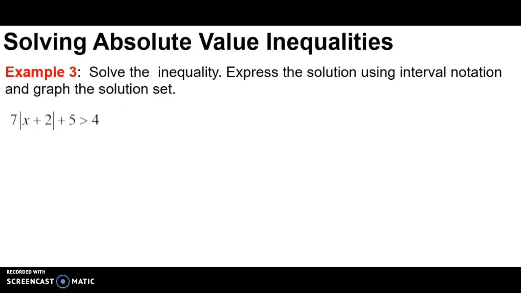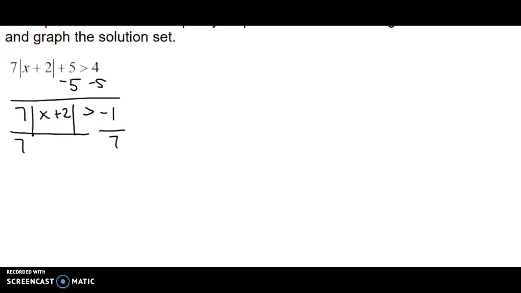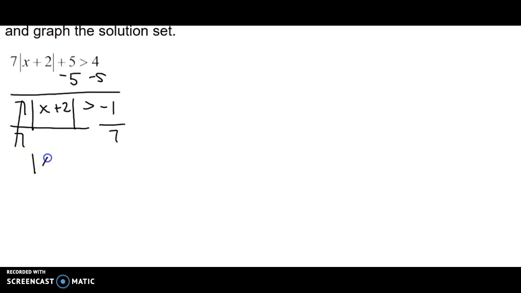Okay, let's look at example 3. Solve the inequality, express the solution using interval notation, and graph the solution set. So again, first I want to make sure that I have everything that's a constant on one side and my absolute value on the other. So I'm going to subtract 5 on both sides. I'll get 7, the absolute value of x plus 2, is greater than negative 1. Then I'm going to divide by 7 on both sides, and I get the absolute value of x plus 2 is greater than negative 1 over 7.